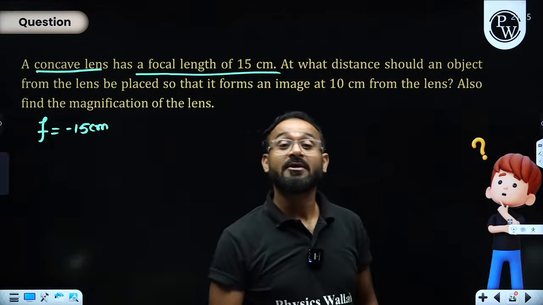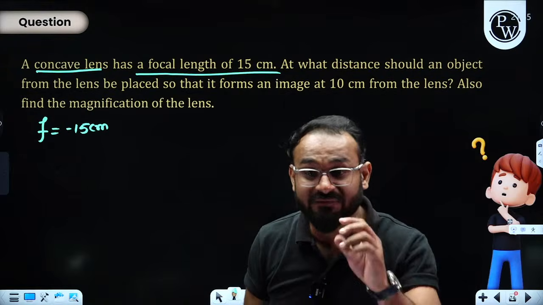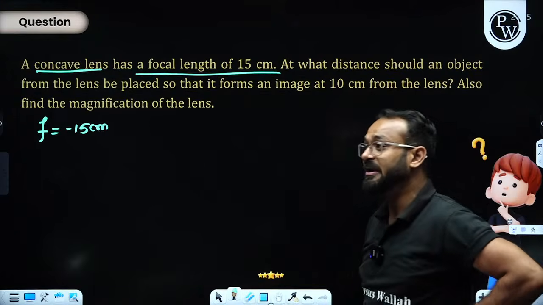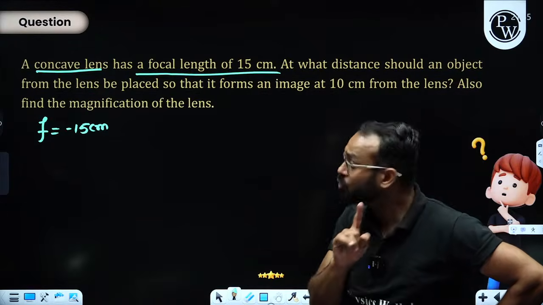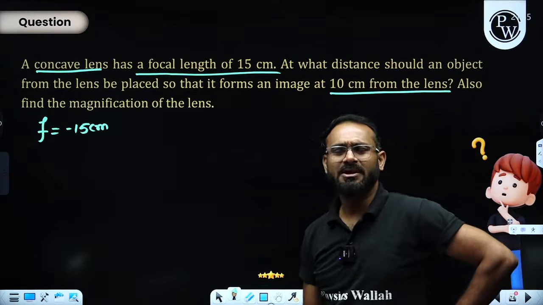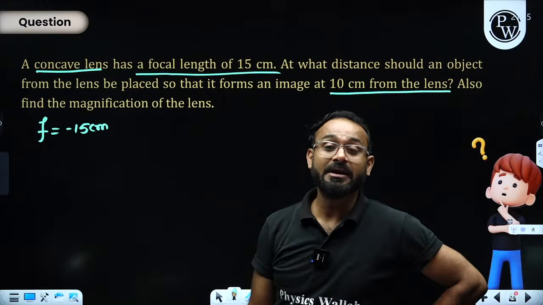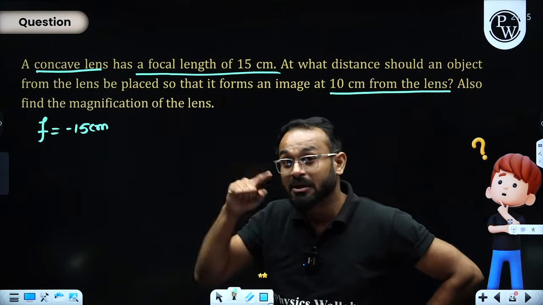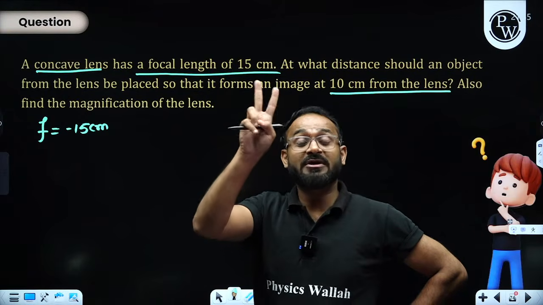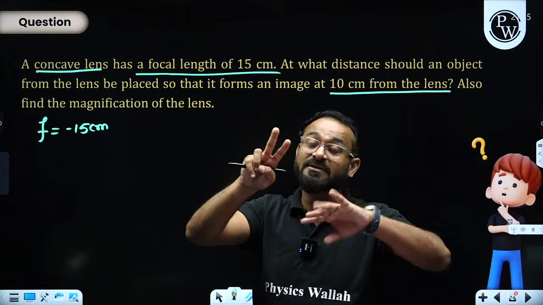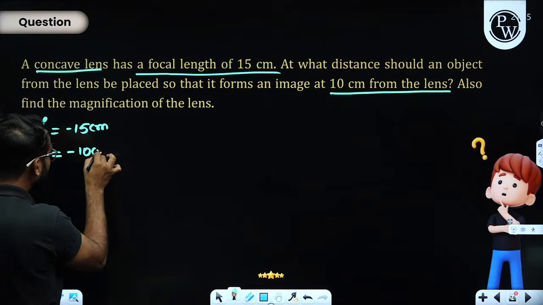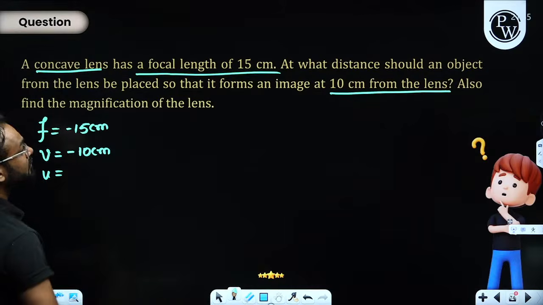Why? Because sir, the focal length lies on the left hand side for a concave lens. At what distance should an object be placed from the lens, that means U, so that it forms an image 10 centimeter from the lens? First of all, tell me, the image will be virtual and erect in a concave lens, that means on the left hand side. There are only 2 cases for a concave lens, remember that. Virtual erect, same side of the lens as the object. That means the value of V is given as negative 10 centimeter. And object distance, I don't know.